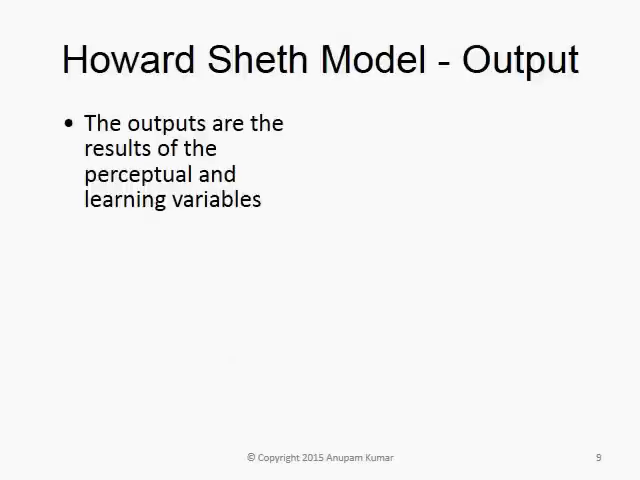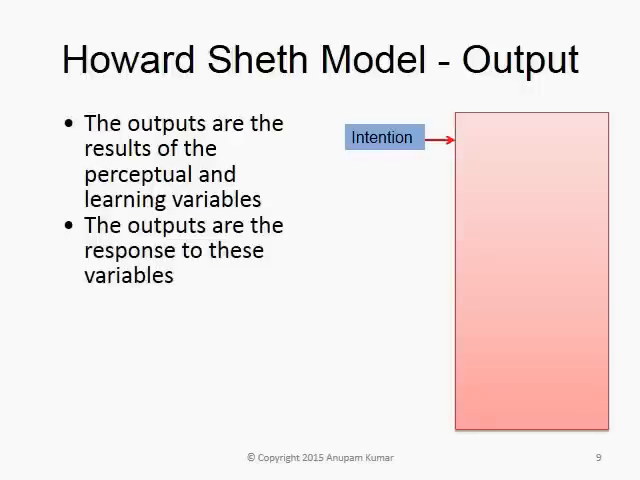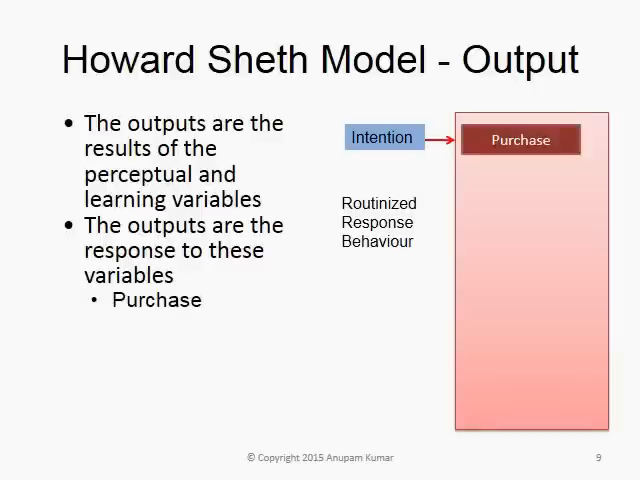Coming to the outputs, these are the result of the perceptual and learning variables, where a firm intention has been created within the mind of the consumer. The outputs are a response to these variables, which depends on the specific stage of decision making. Firstly, we have the routinized response behavior, in which the intention, which is already well formed, directly leads to a purchase.